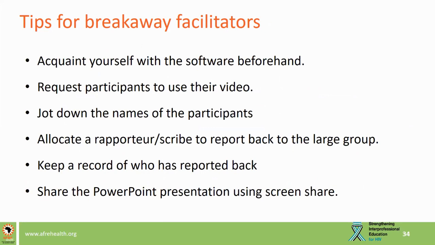So, just tips for the breakaway facilitators: acquaint yourself with the software beforehand. The important thing is that you should be able to share the PowerPoint presentation that we will provide to the facilitators, which is shorter than the main group PowerPoint. Mariki has mentioned asking the participants to put on their video. Jot down the names of the participants as facilitator, so that you can keep track of who has participated and who has not, and encourage those who have not yet participated to do so.